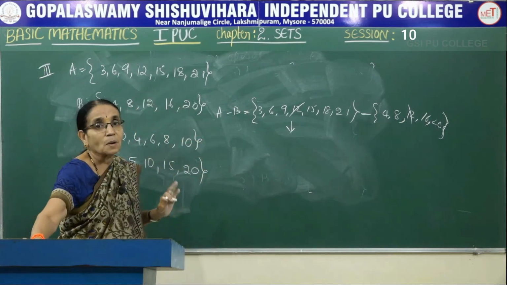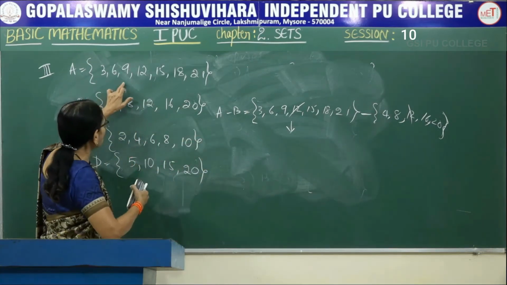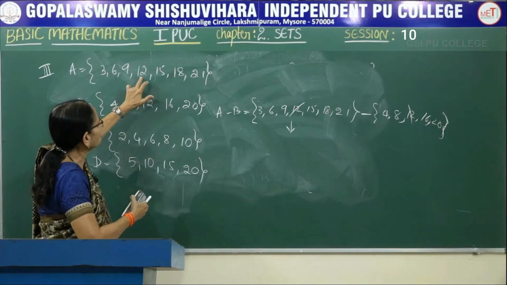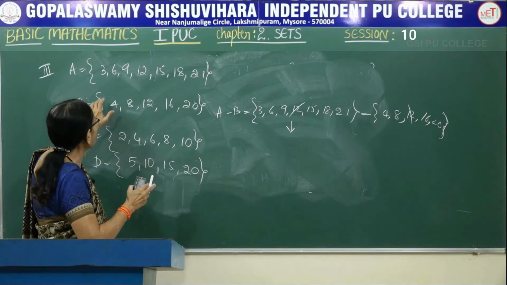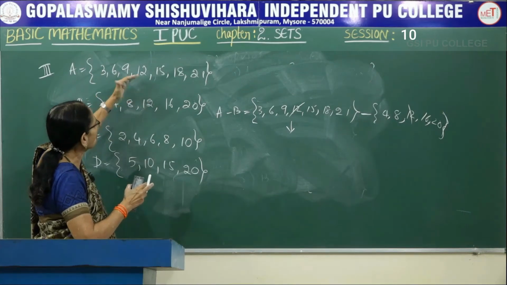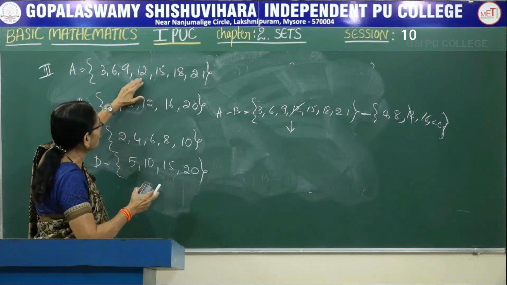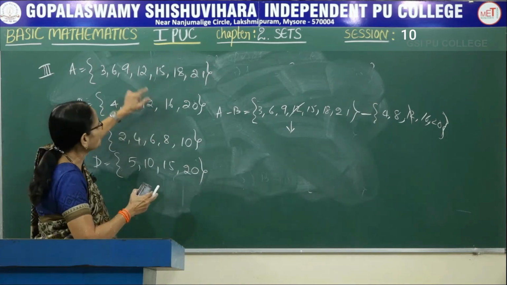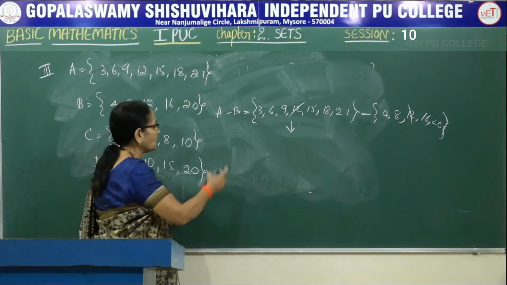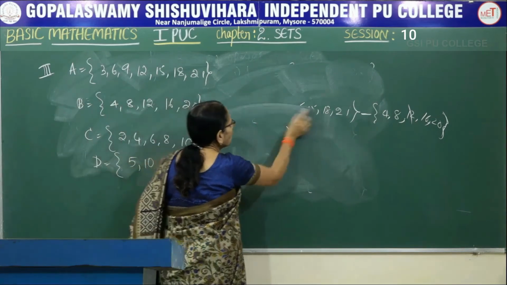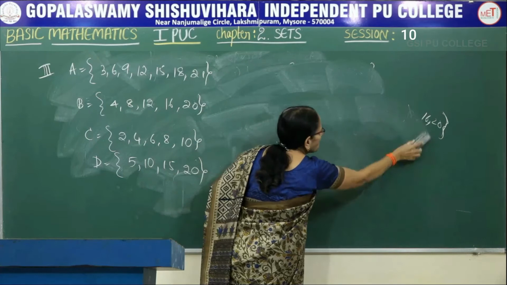So better, instead of writing all these things and cancelling like that, you look at the elements. Actually remember it like this: in the first set, you cancel the common element. That is how you have to remember. A minus B means the elements which are in the first set, not in the second set. So just cancel the common element, and the remaining elements have to be written like this. So this is how we find the difference of any two sets.